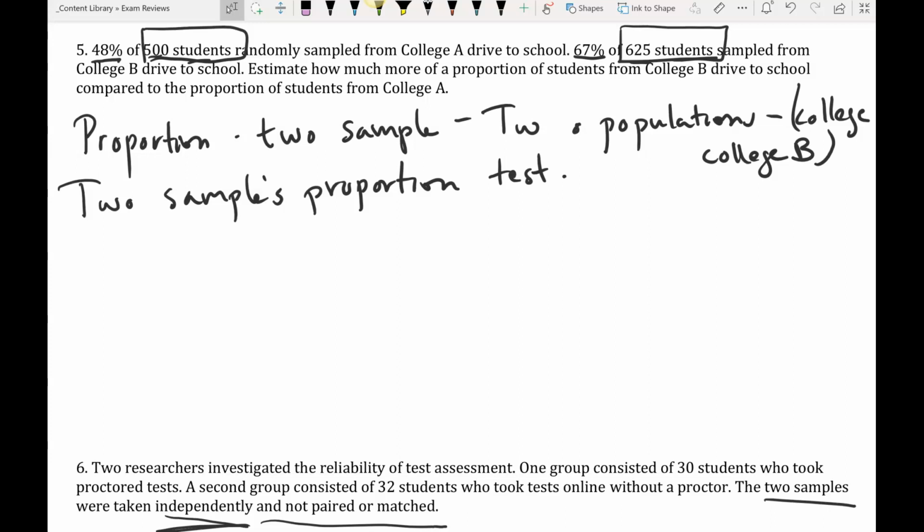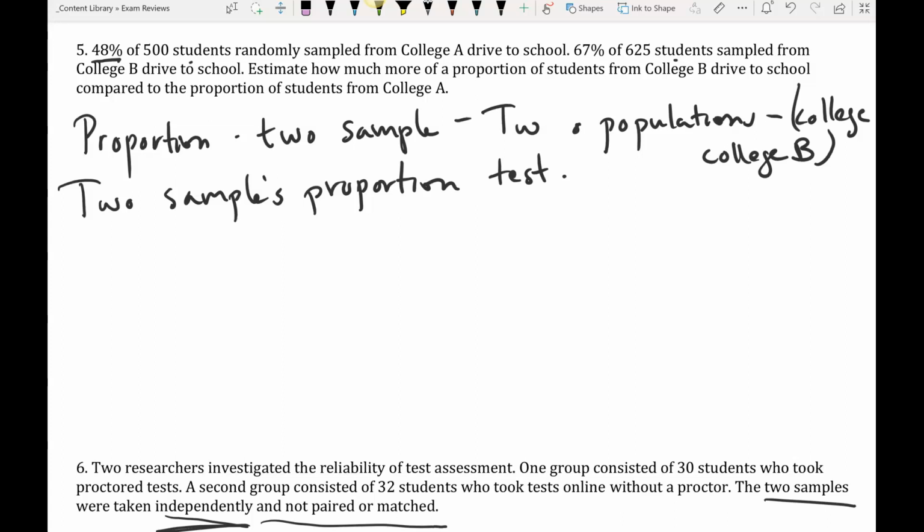So let's take a look and suppose that we have number 5 here. We talked a little bit about how we're going to choose what it is that we're going to do. Number 5 says that 48% of 500 students randomly sampled from college A drive to school, and then 67% of 625 students sampled from college B drive to school.